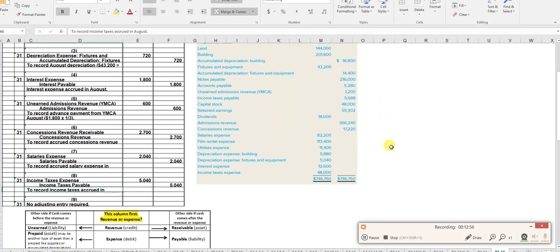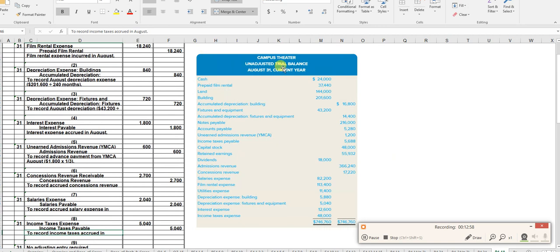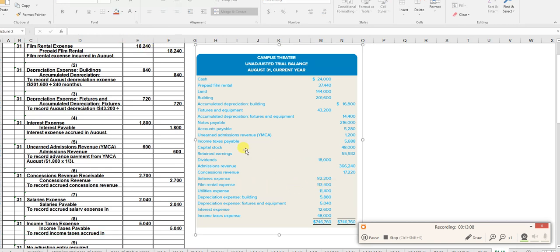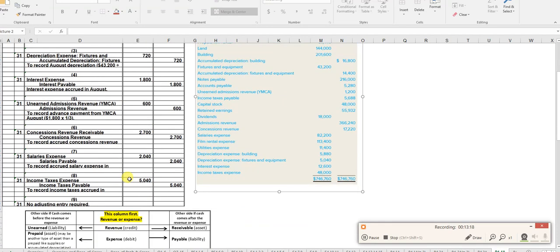Then what I would do is I would actually adjust these numbers for these. So film rental expense, I debited for $18,240, so I'm going to add $18,240 to that number. And prepaid film rental is credited, so I'm going to credit prepaid film rental. So I'm going to take $18,240 out of that.